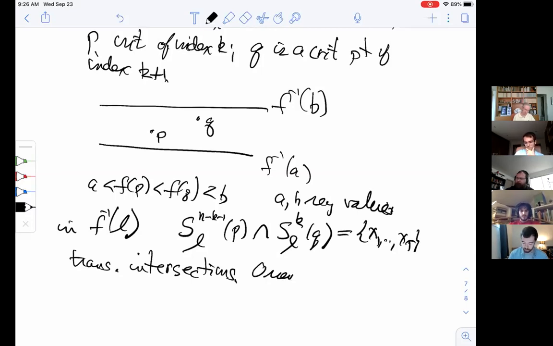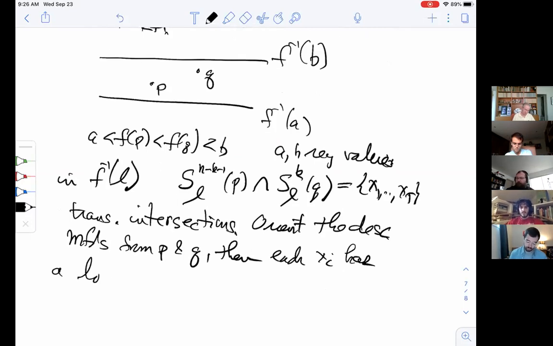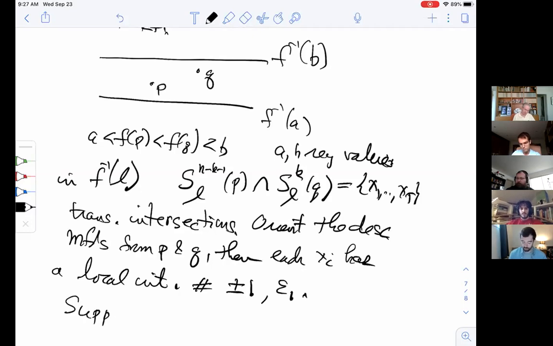If we orient the descending manifolds from P and Q, then as we talked about last lecture, each x_i has a local intersection number, which, because of transversality, is plus or minus 1. Let's call it epsilon_i, and suppose the summation of the epsilon_i is plus or minus 1.